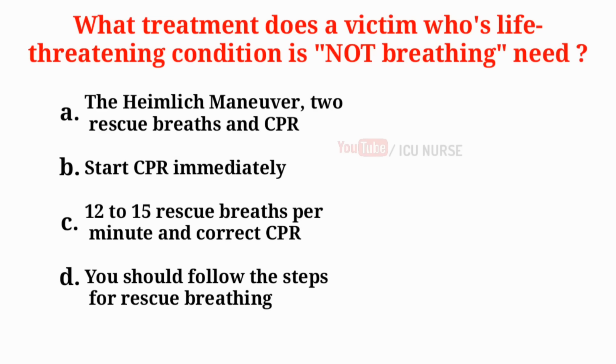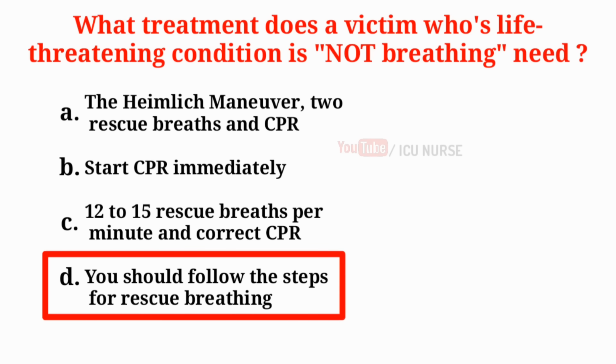What treatment does a victim whose life-threatening condition is not breathing need? A. The Heimlich maneuver, 2 rescue breaths and CPR. B. Start CPR immediately. C. 12 to 15 rescue breaths per minute and correct CPR. D. You should follow the steps for rescue breathing. And the correct answer is D. You should follow the steps for rescue breathing.